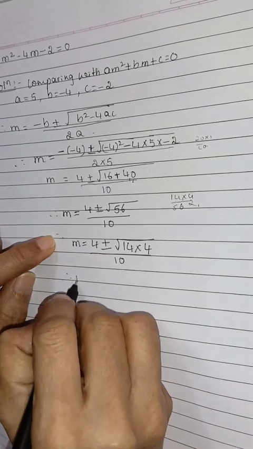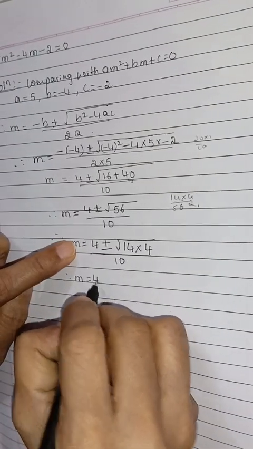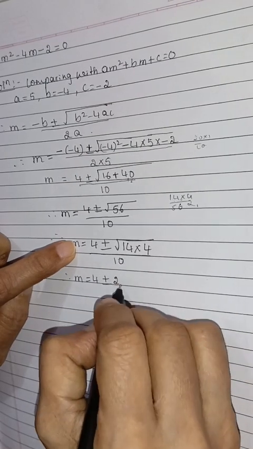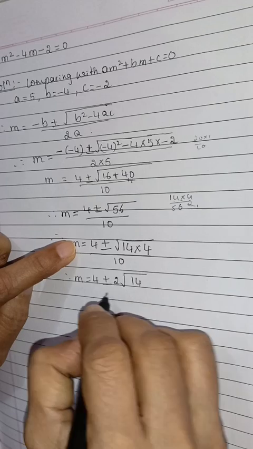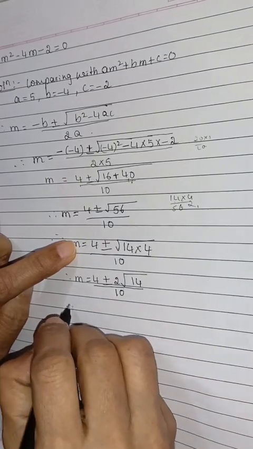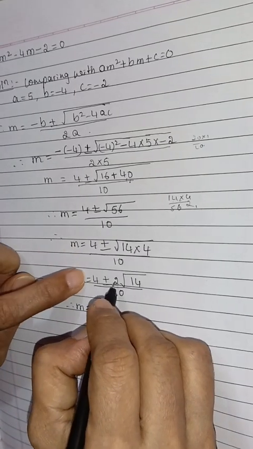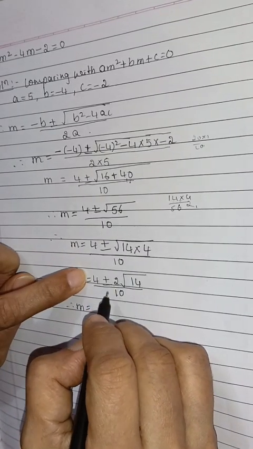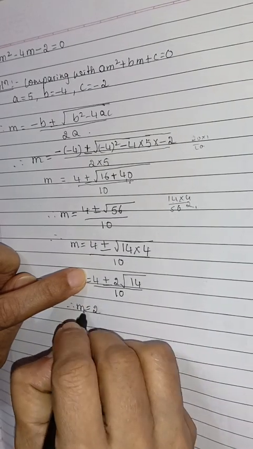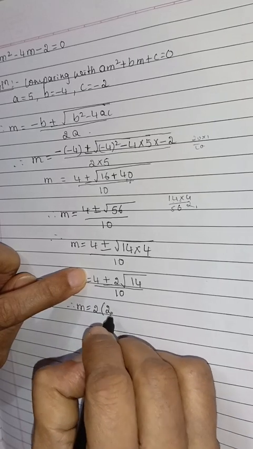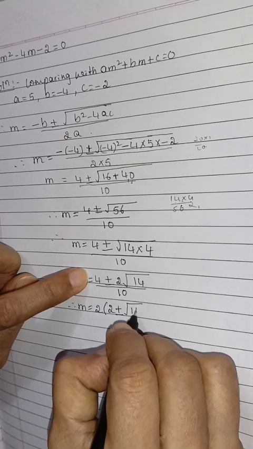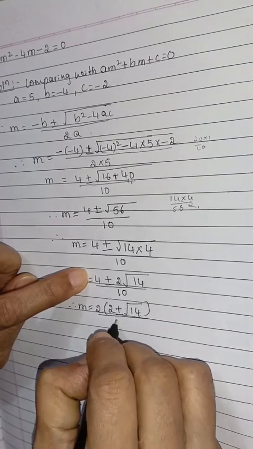Okay, therefore m is 4 plus or minus, here you can keep 2 out, square root of 4 is 2, root 14 divided by 10. Therefore m is, now in this 4 and 2 you can keep 2 out. Okay, therefore here it remains 2 plus or minus, 2 ones are gone, it is root 14 divided by 10.